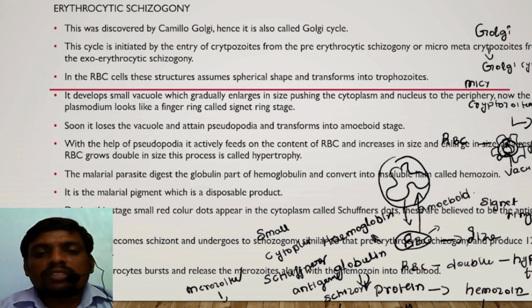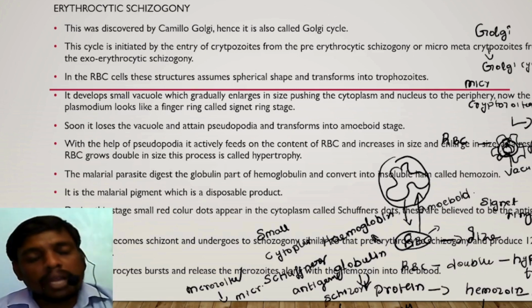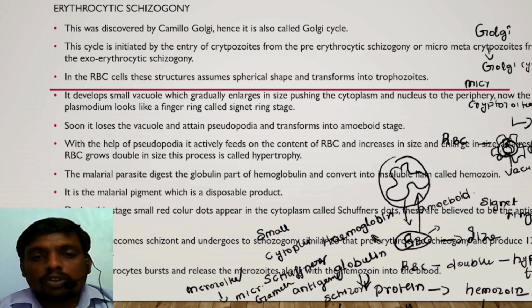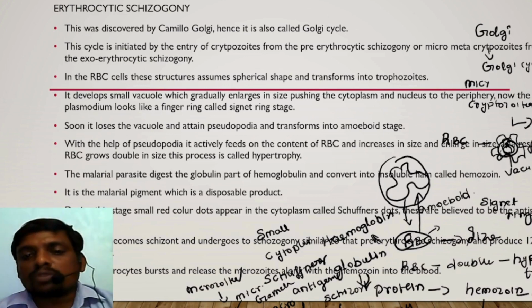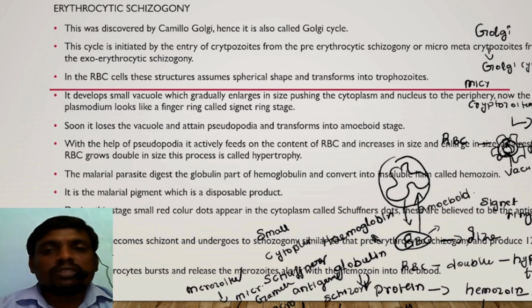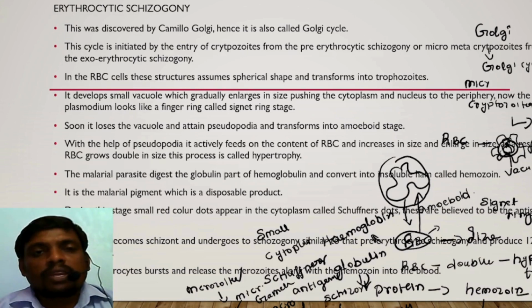Through these merozoites, later on, microgametocytes and macrogametocytes will be produced. From the microgametocyte, the male gamete will be produced. From the macrogametocyte, the female gamete is able to develop. This is the end of the asexual mode of reproduction in Plasmodium.